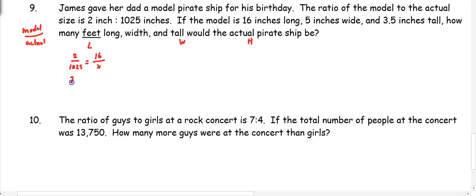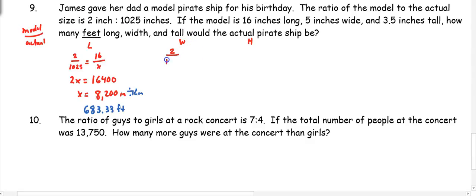So we have 2x equals 125 times 16, which is 2,000. We divide by 2, we get 1,000 inches. Remember that we want to convert this into feet, so we're going to divide by 12 inches, and we get 83.33 feet. Then we're going to do the same thing to find our width.